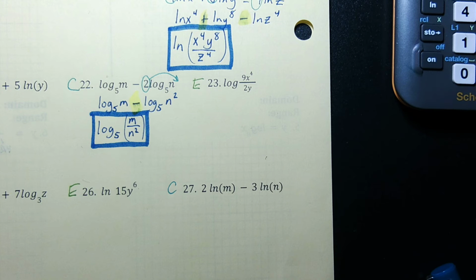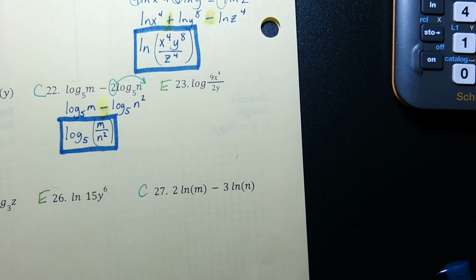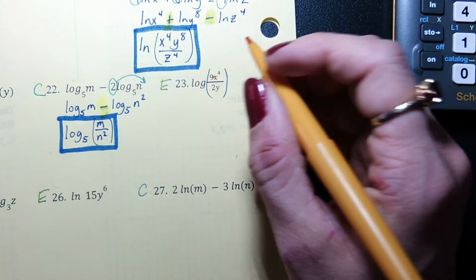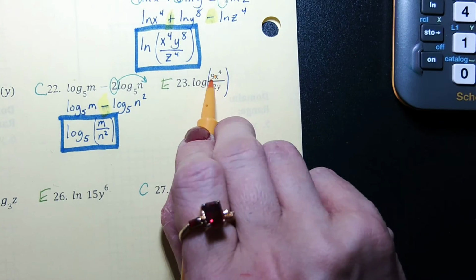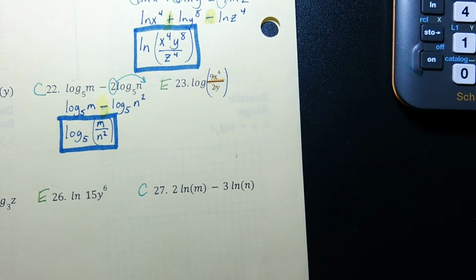The last problem that I want to go over on this page is number 23, because this one is a little bit tougher. So in this problem, we have one log, and we want to expand it to as many logs as possible. In the answer part, we've got multiplication between the 9 and the x to the 4th. We've got division. And then we've got multiplication going on between the 2 and the y.